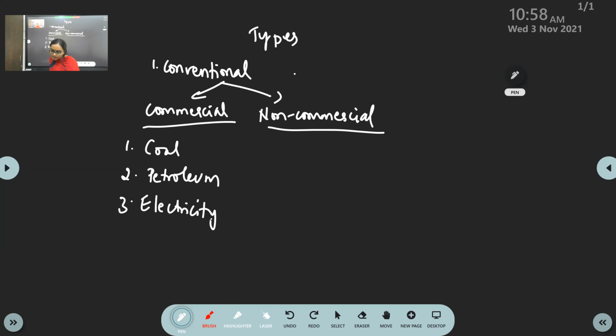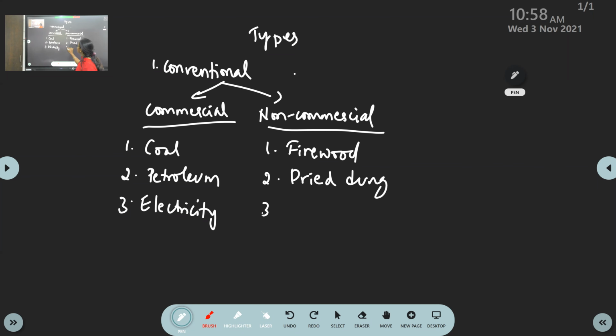Okay. Next, we have non-commercial. Firewood, in rural areas, not in urban areas. Dried dung cakes, straw. Conventional means which are in regular use in day-to-day life.